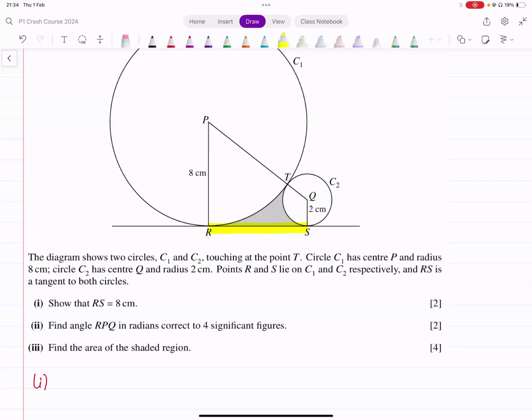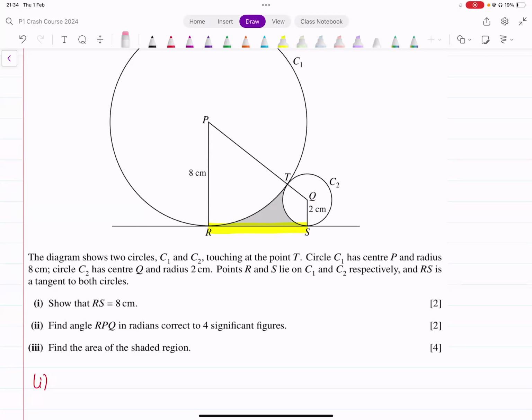Now, RS. We used to make this triangle. But is that going to help? We have only one side of this triangle and no other information. That's not going to help. What else could we make? Maybe this triangle. In this, we have this 2 centimeters, but no other information. That's also not going to help.